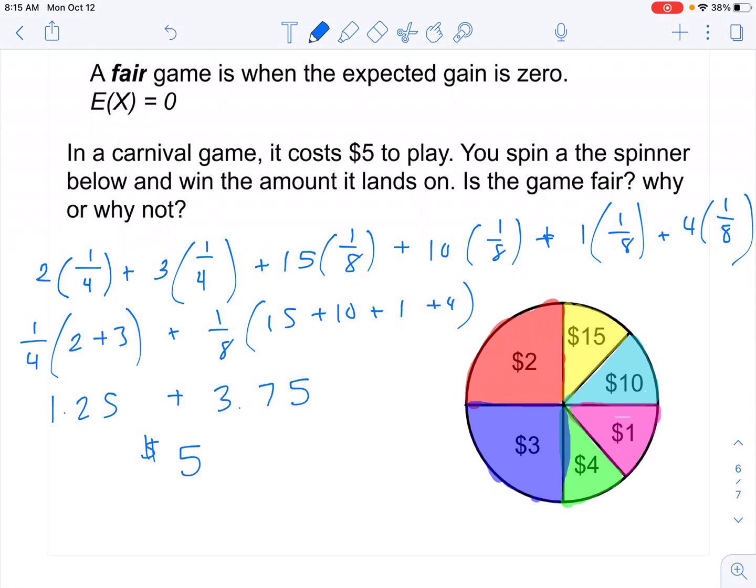Well, it is a fair game because it costs $5 to play. So everyone is paying $5 and the expected gain is $5. So that is the total. The expectation is that you would come out even at 0. So this is a fair game.